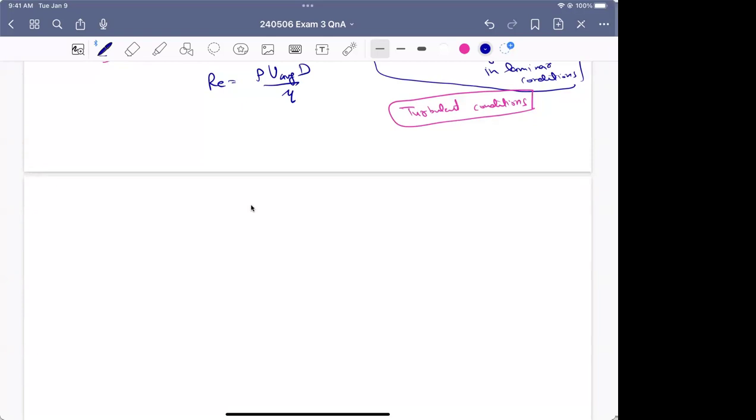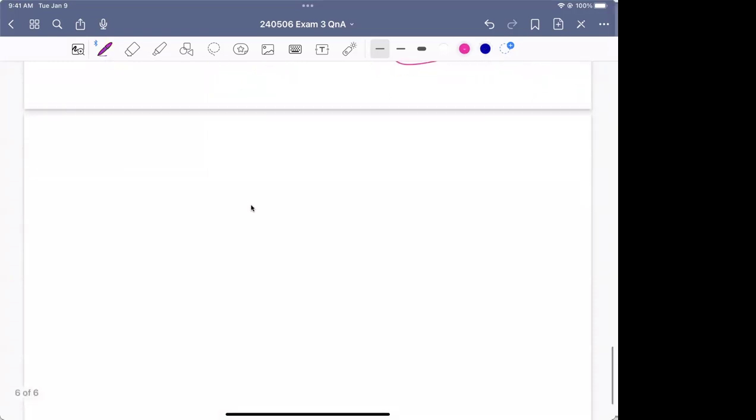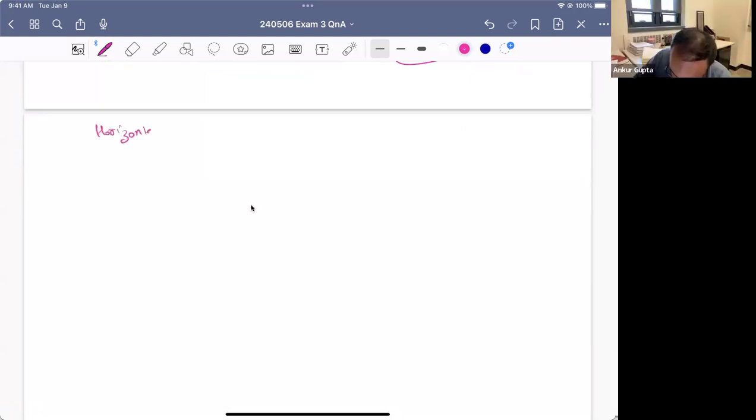Could you do a quick example of horizontal versus vertical? Just like what is changing, and how you should treat them. Yeah, absolutely. So horizontal versus vertical. Okay, so let's do this.